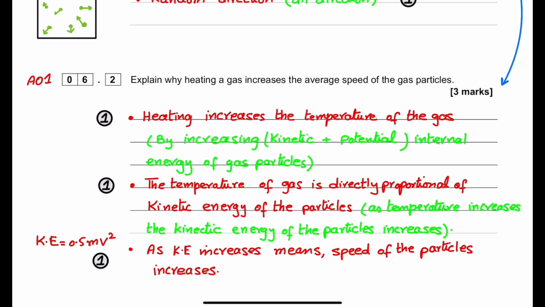increases. So it means the temperature of the gas is directly proportional to the kinetic energy of the particles. As the temperature increases, the kinetic energy of the particles increases. It means the speed of the particles increases. We know the formula, the kinetic energy is equal to half mv squared. As the temperature increases, the speed of the particles will increase.